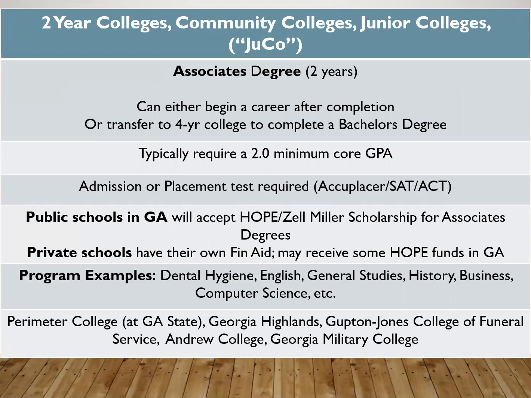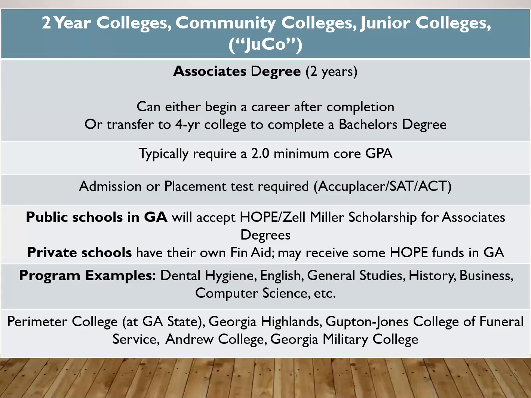Some people can begin a career after the completion of an associate's degree, or a lot of students will use that first 2 years to then transfer to a four-year college to complete what we call the bachelor's degree. I'll talk about that in a minute. So typically two-year colleges are going to want to see at least a 2.0 minimum core GPA.